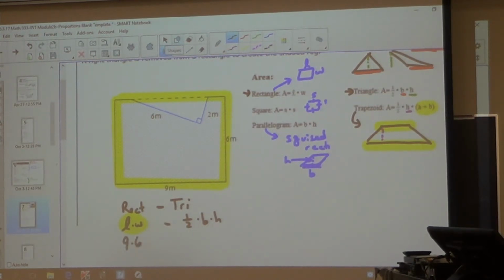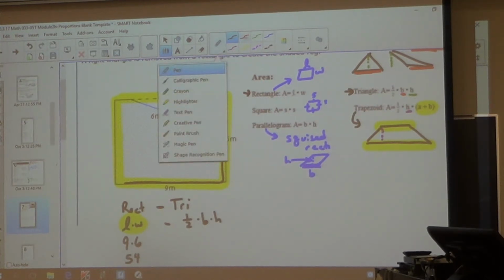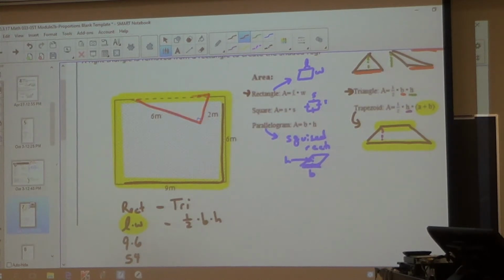9 times 6. 9 times 6 is 54? You good? Yeah. Now let's go to our triangle. Here is my triangle with a 6 and a 2. If you hold your head cattywampus, can you see that if I turn it, 2 is my base and 6 is my height? So my base is 2, my height is 6.